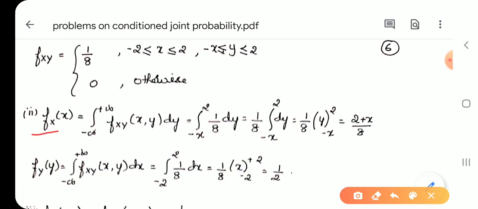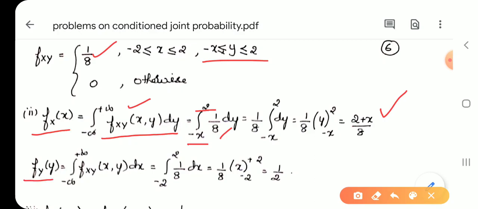So the marginal PDF, fx of x, is given by the integral from minus infinity to plus infinity of f(xy) of x comma y dy. Here y ranges from minus x to 2, so the integral becomes minus x to plus 2. The value of f(xy) of x comma y is 1 by 8, so 1 by 8 dy. When you integrate, you get 2 plus x by 8.